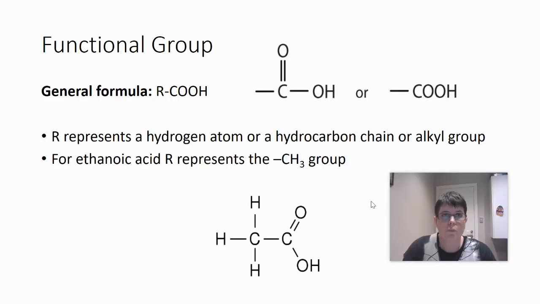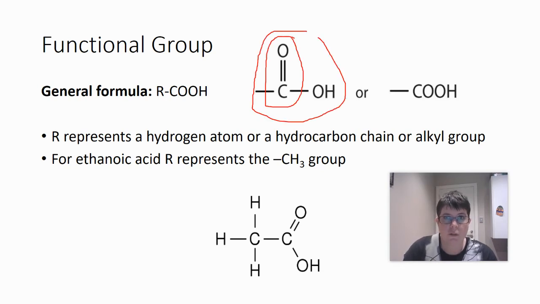So the functional group of carboxylic acids is this group here, with a carbonyl. This is called a carbonyl and a hydroxide. And so because this functional group takes up 3 bonds, there's only 1 bond left on the carbon to attach itself to a hydrocarbon group. So this functional group is always found at the end of a hydrocarbon chain. Another way of writing it is RCOOH, where the R in this case represents either a hydrogen or a hydrocarbon chain or an alkyl group.